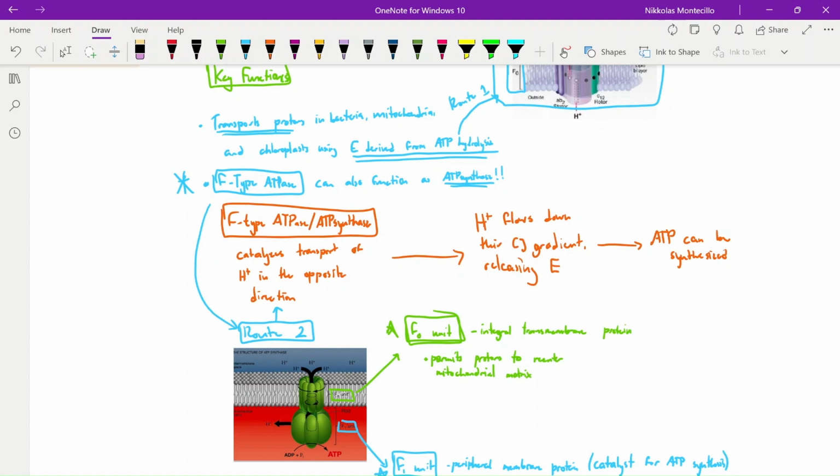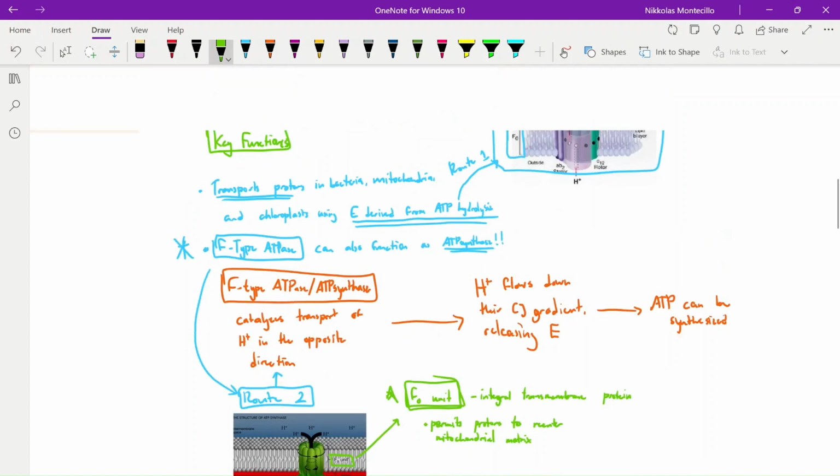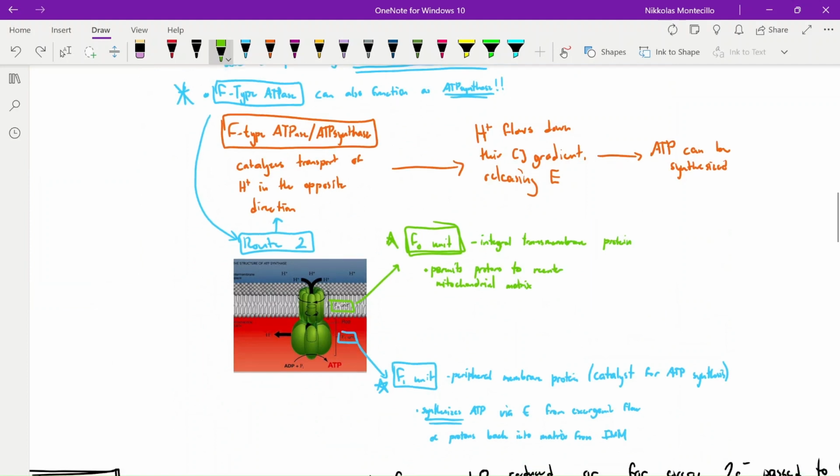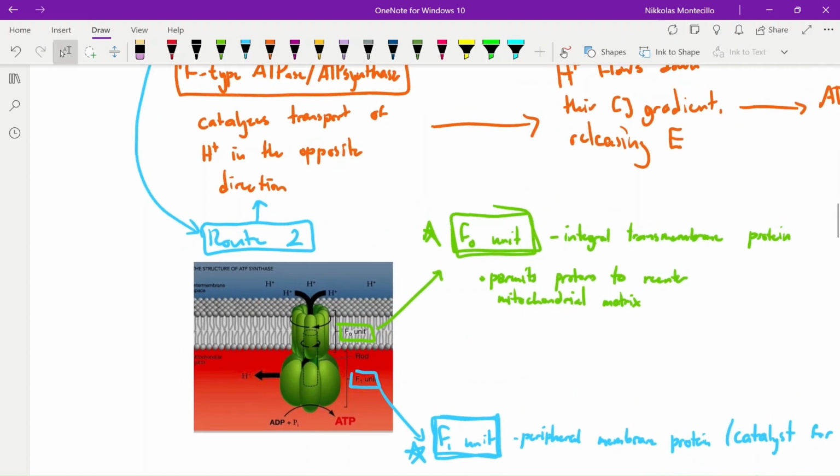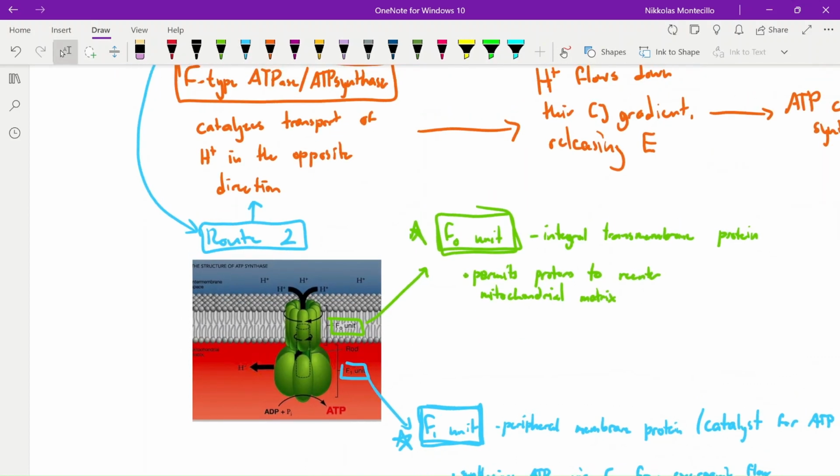So ATP can then be synthesized, and that's the primary purpose of the F1 subunit. It's the peripheral membrane protein that synthesizes ATP from the energy released from exergonic flow of protons back into the matrix from the IMS, not the IMM. That's the inner membrane of the mitochondria.